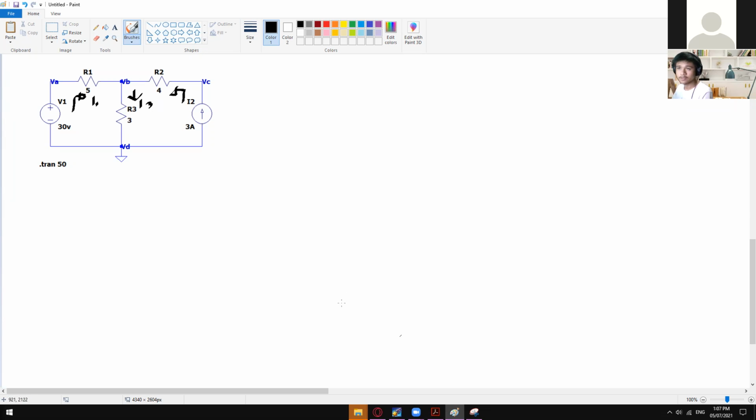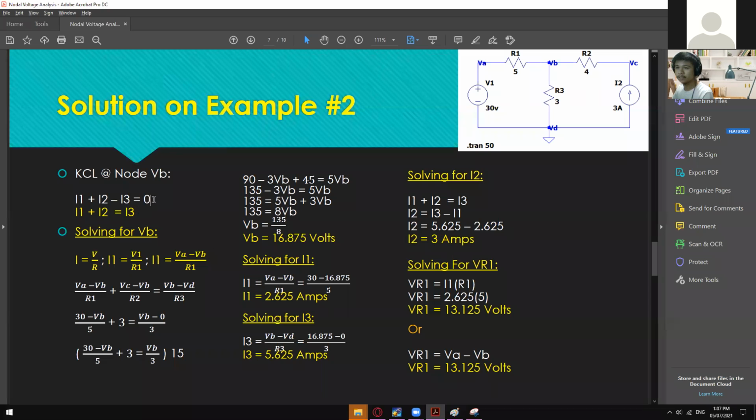Okay, so are we clear so far on how we got this equation right here? Okay, so in here I just transposed the I3 to the right side, so that is why I now have I1 plus I2 is equal to I3. And then the first thing that we need to find is the VB. So same, we have to find the VB and then the IR3. So again, with the use of Ohm's law, I is equal to V over R.